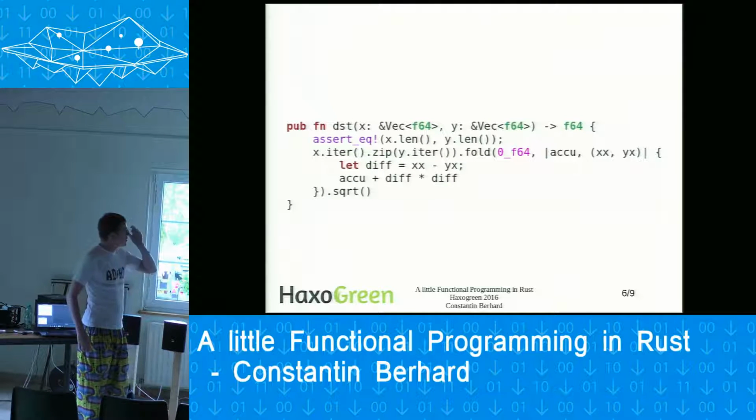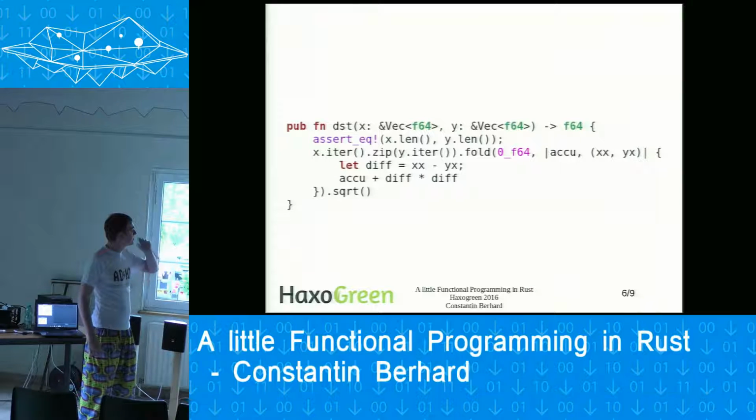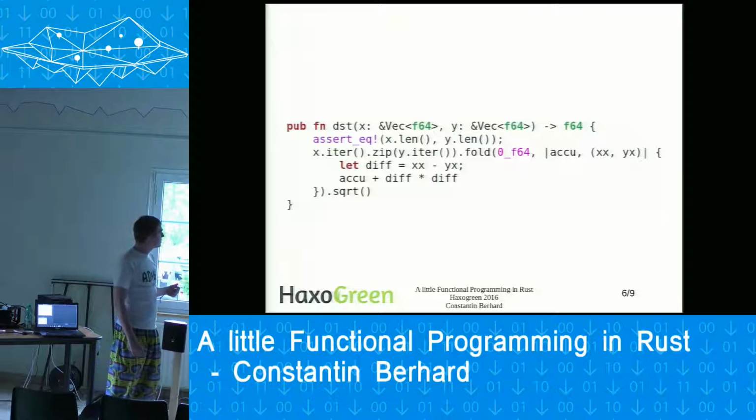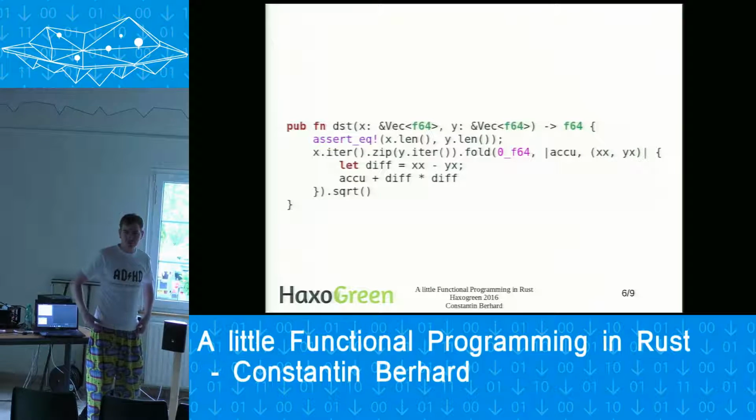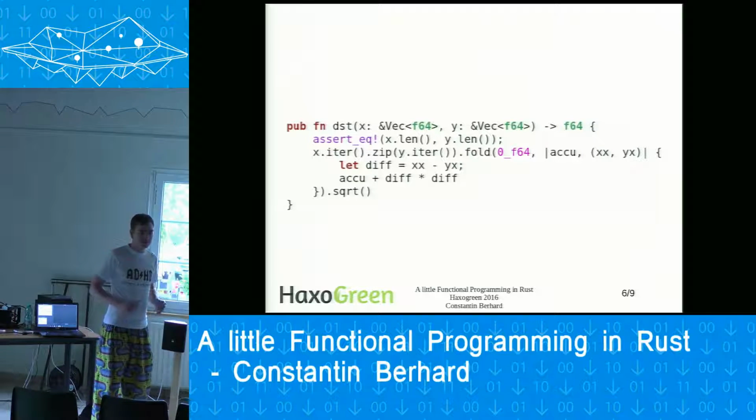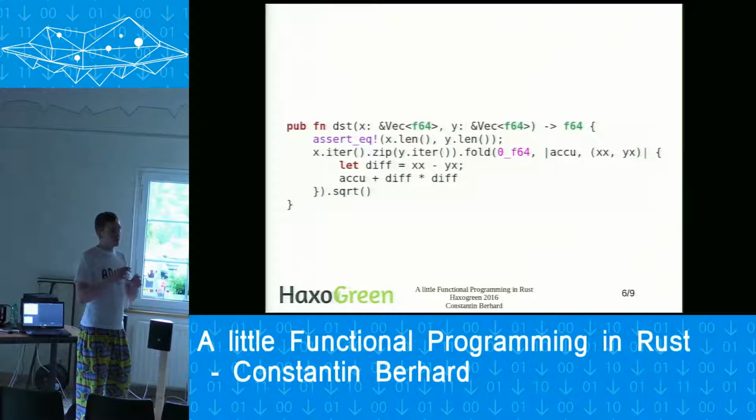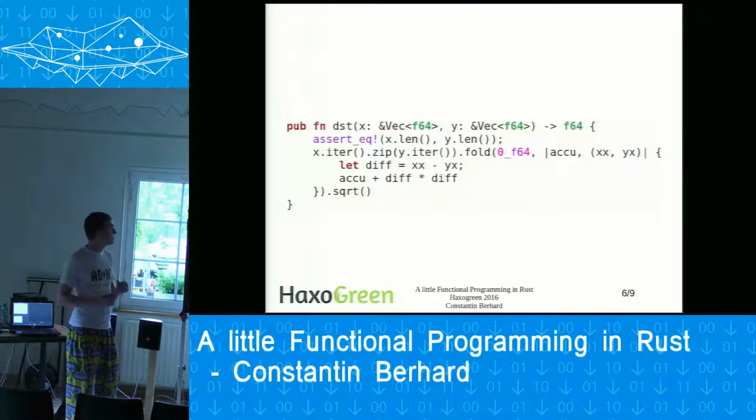So let's use all the stuff we like. We want to iterate over the vectors and fold it together somehow, because we like fold, right? So we iterate over x and we zip it. Do you know zip? It takes 2 iterators of elements and gives out 1 iterator of pairs of elements.